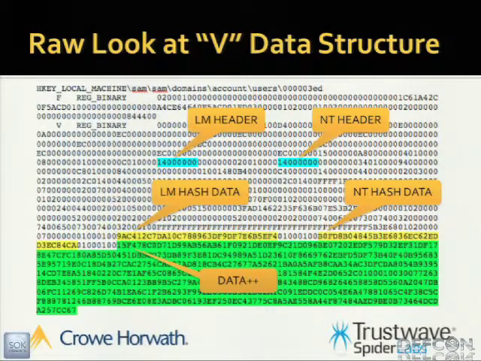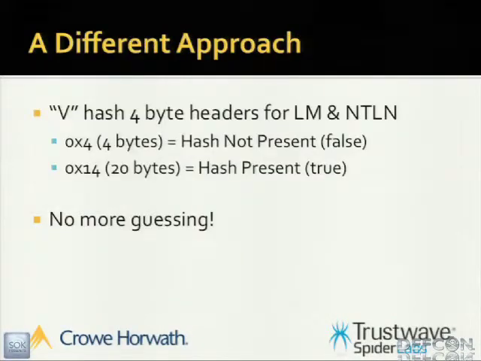So we did a little bit of research. I think this is a forensics blog we found this on, a far cry from any kind of pen testing blog, but these guys had basically said there's some data in the V key that allows you to determine whether or not these hashes are present. So there are the headers there, shown in blue up there. I know you can't see the value, but really there's only two values you can expect in those fields. You can get a 4 or you can get a 14. If we have a 4, the hash isn't present. If we get a 14, the hash is present.